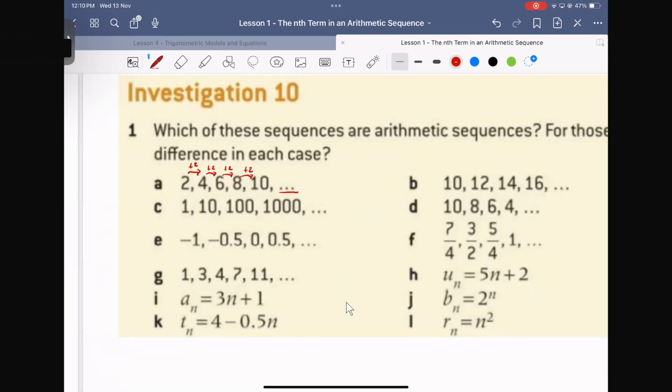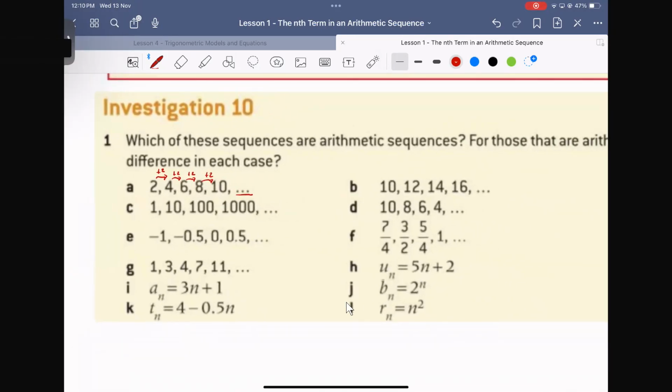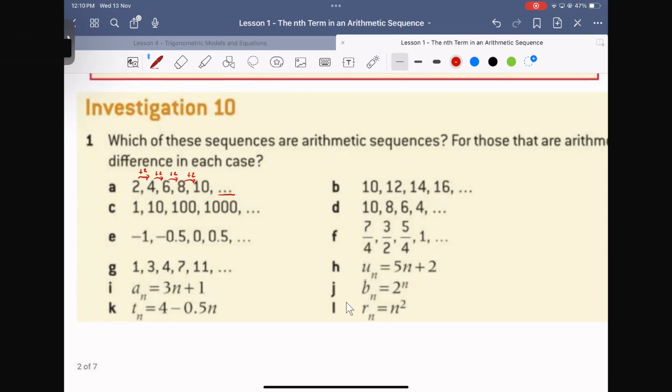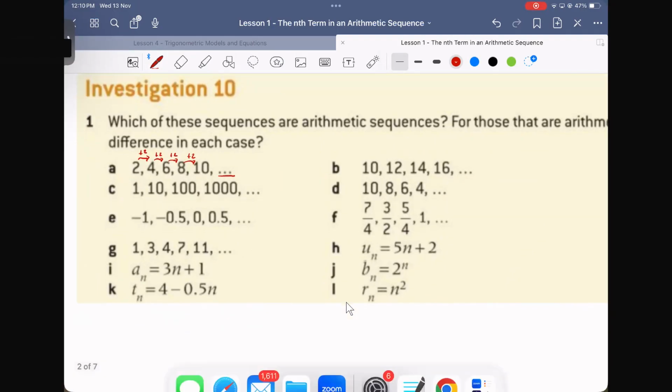Discuss with the people next to you and identify which of the sequences here will be an arithmetic sequence. Which ones have a common difference and which ones don't? I'll give you 5 minutes to have a little look through that one.